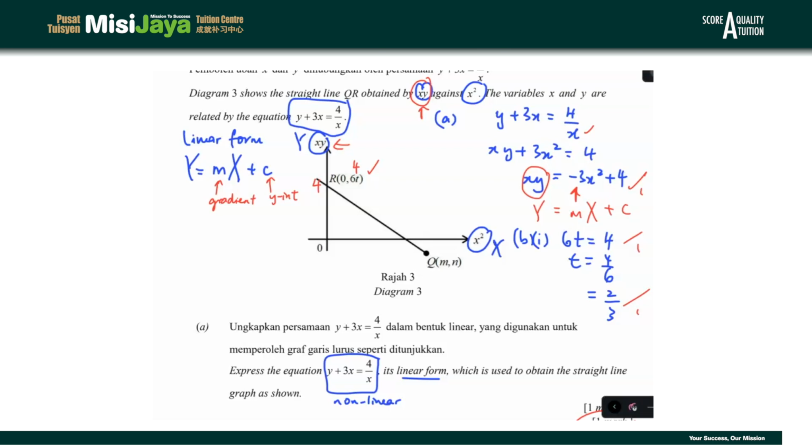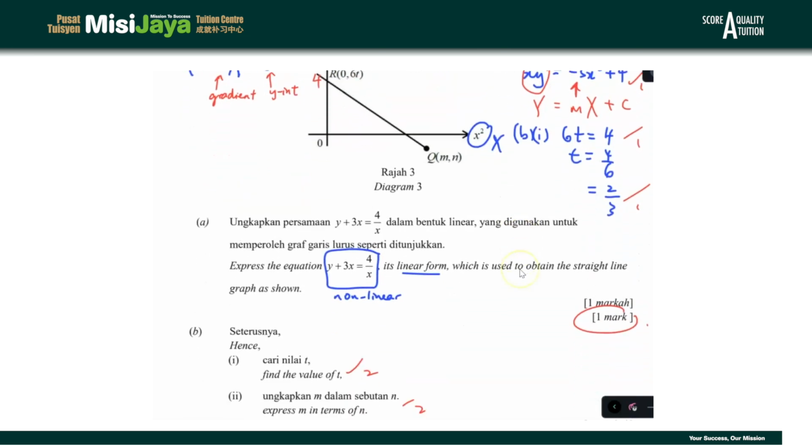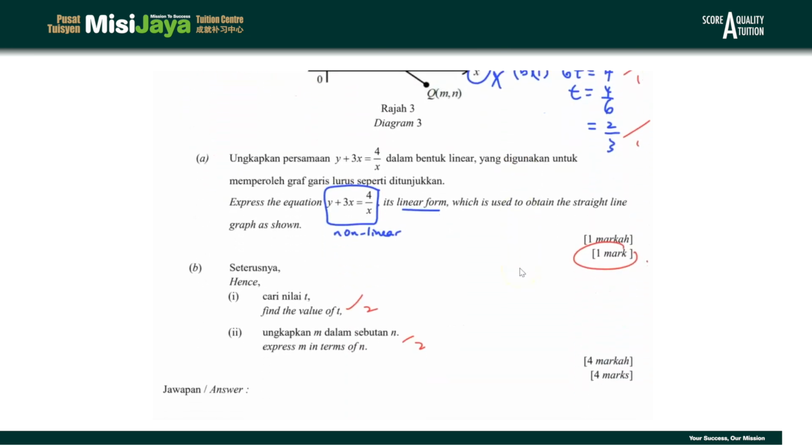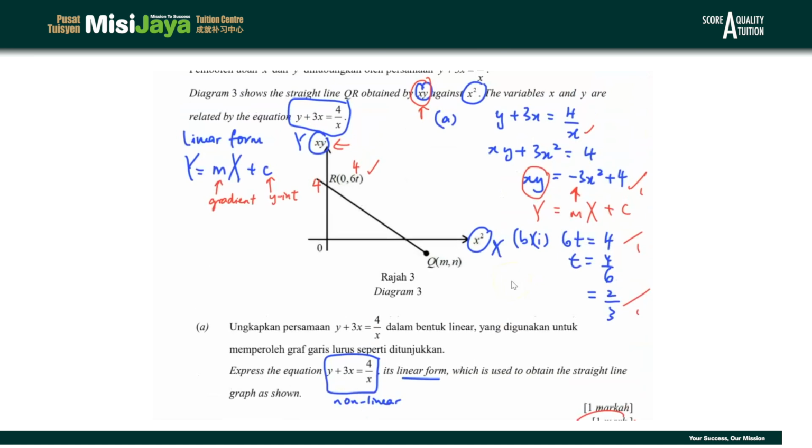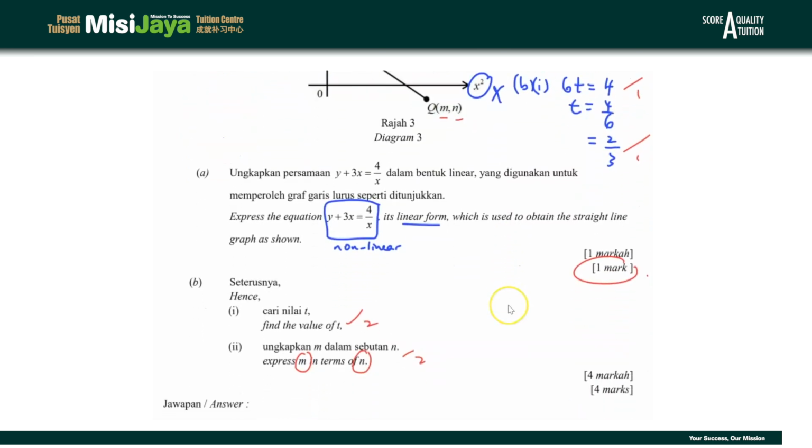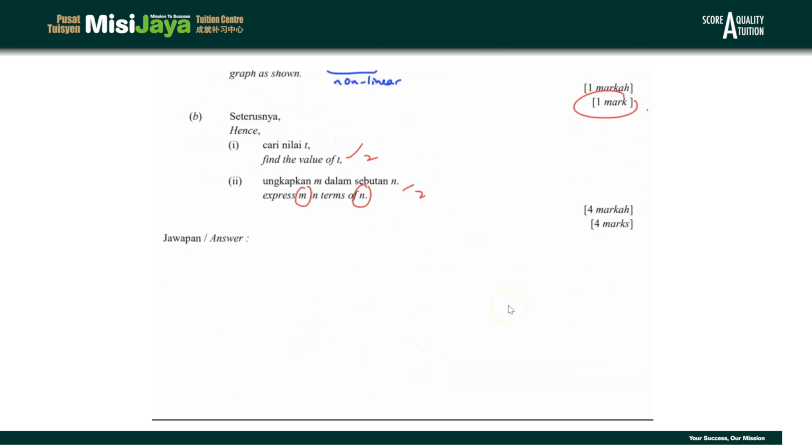Now let's continue with B2. Express m in terms of n. For this, I'm going to use the gradient. Why? See here, look at the graph given. We already know that this is 0, 4, and this is m, n. So m is here, n is here. And we know that our gradient is negative 3 from the right side. So I'm going to do my working here.